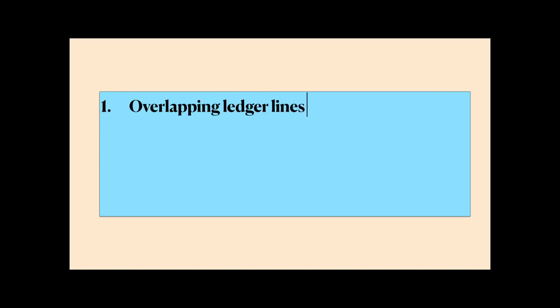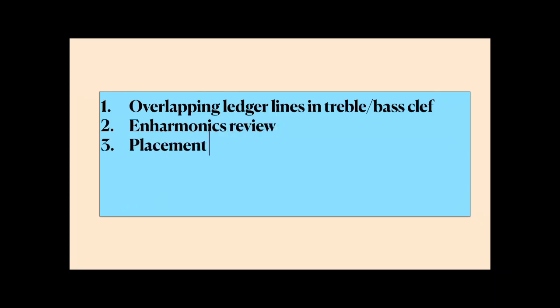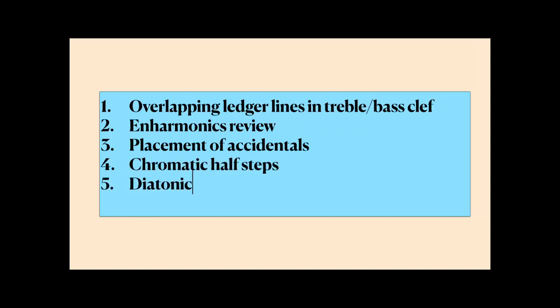Let's review what we talked about today. We started with overlapping ledger lines in treble and bass clef. Remember that one ledger line below treble clef is a middle C, and one ledger line above bass clef is also a middle C. We reviewed some enharmonics, and we talked about the placement of accidentals, making sure that the center of our sharp or flat sign is over the line or space that it belongs to. We learned about chromatic half steps, diatonic half steps, and diatonic whole steps, and we practiced writing them with letter names and also on the staff.